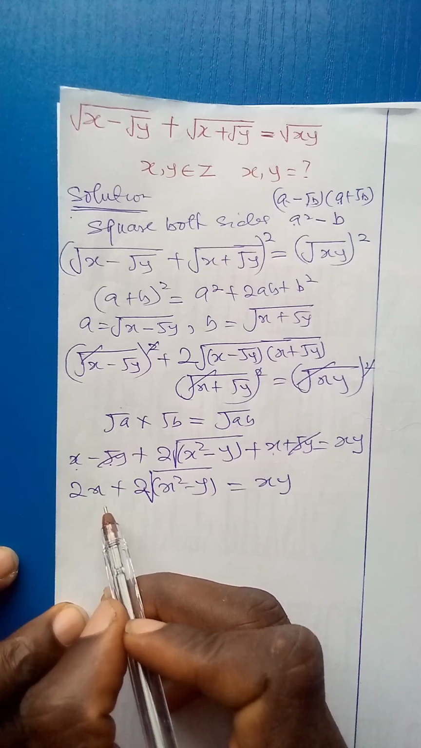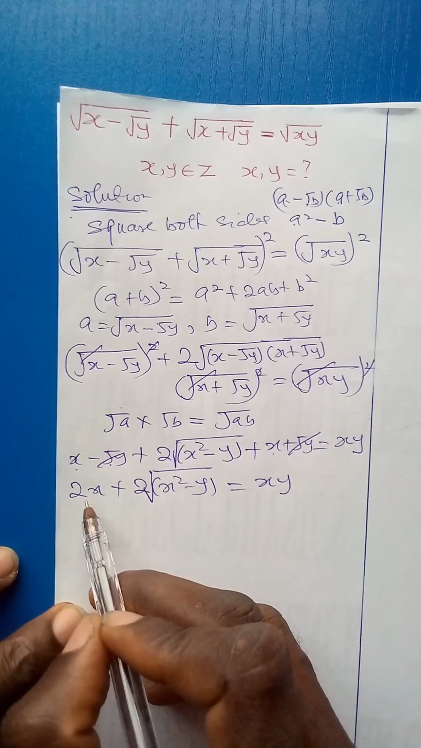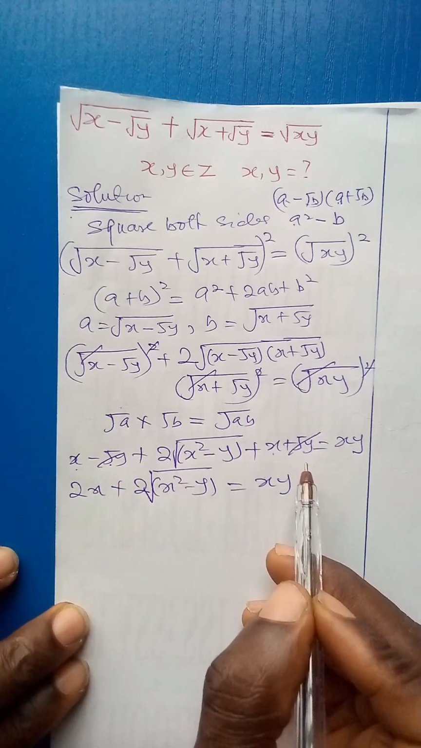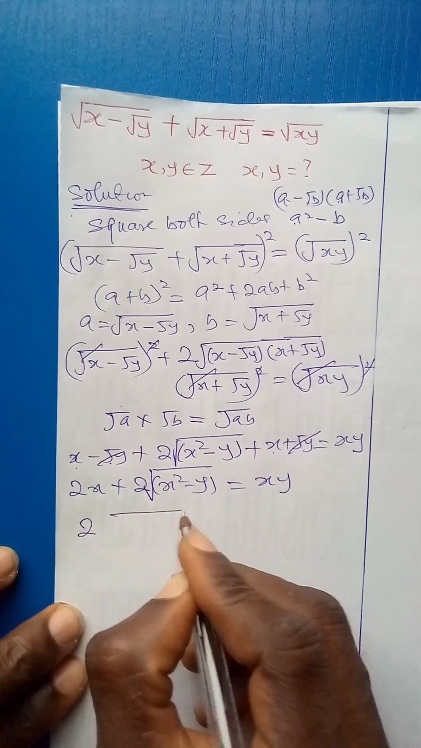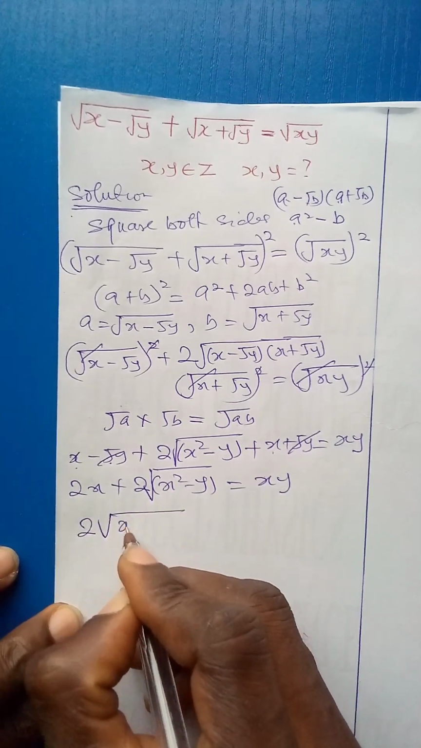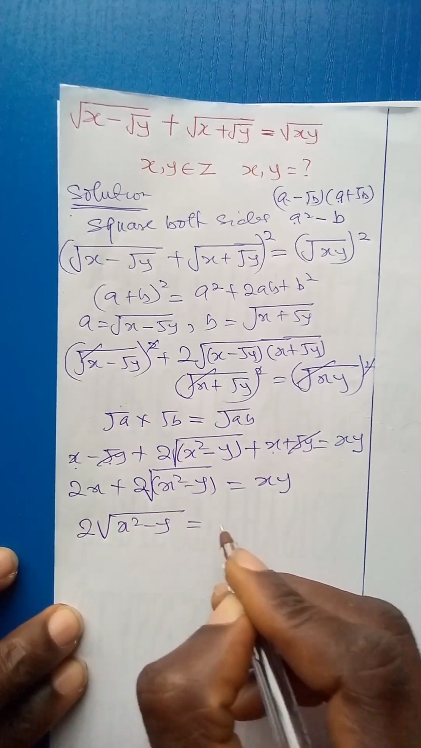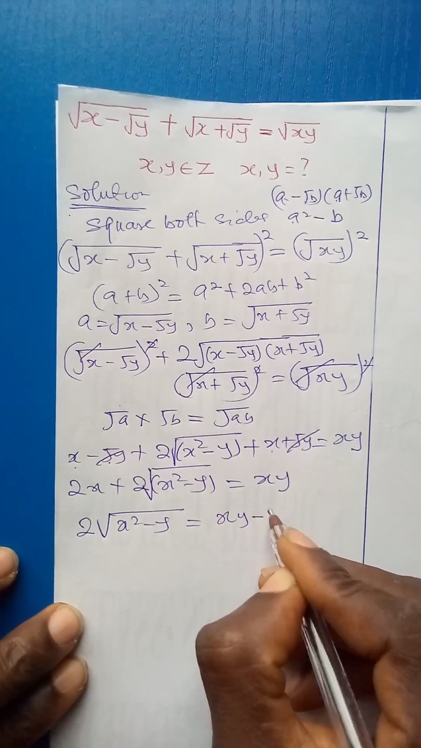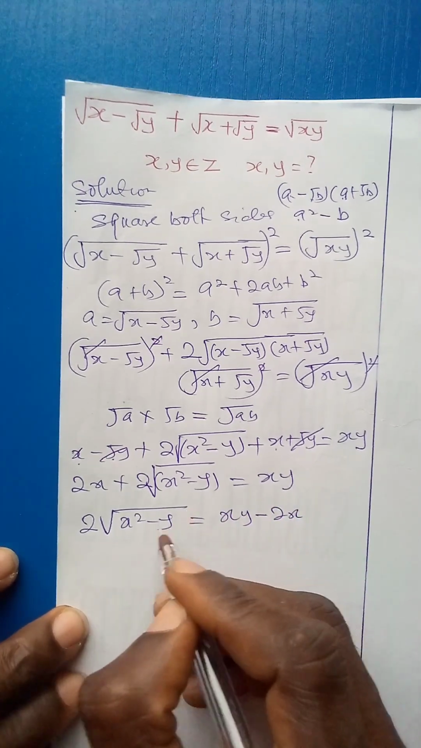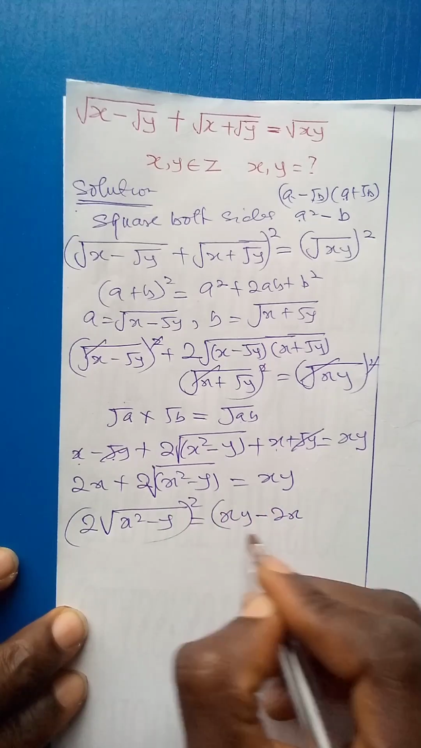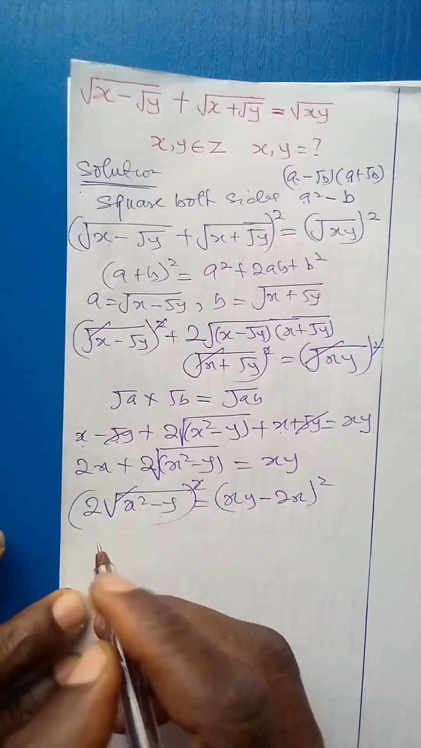The next thing I will do is to isolate this one. That means I'm going to move this 2x to this side. So I have 2 roots x squared minus y is equal to xy minus 2x. So let me square both sides. Squaring both sides, this and this will cancel out.